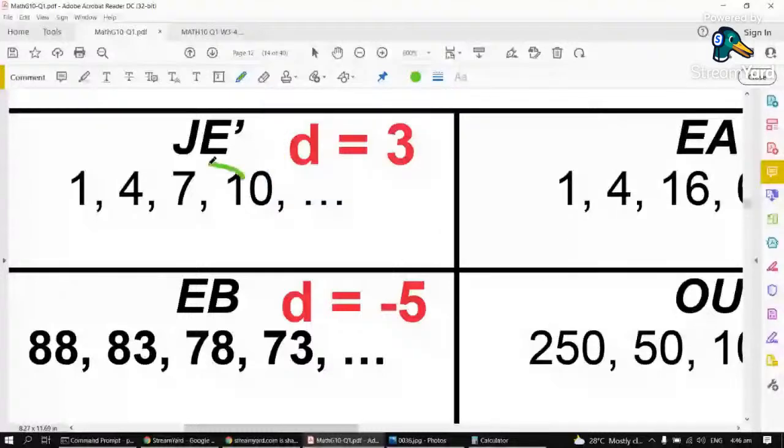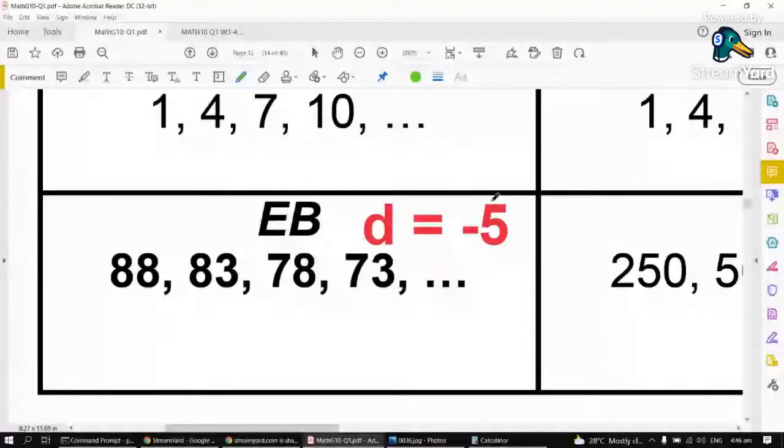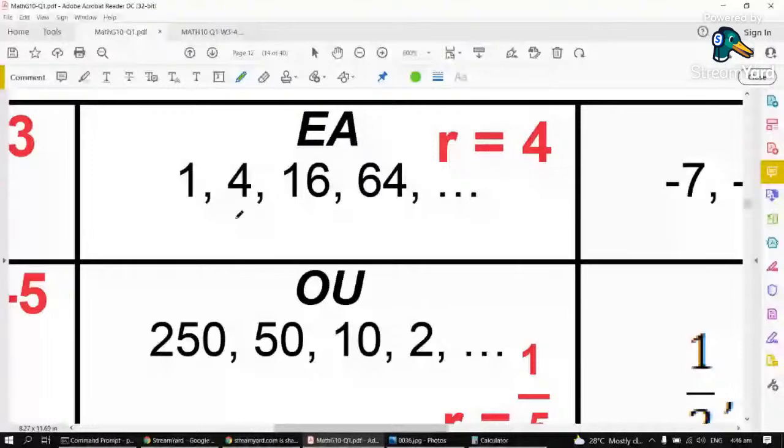Dito, ang common difference is negative 5. So, 88 minus 5 is 83. 83 minus 5 is 78. 78 minus 5 is 73. Dito is ang sa box EA, ang common ratio is 4. 4 divided by 1 is 4. 16 divided by 4 is 4. 64 divided by 16 is 4.